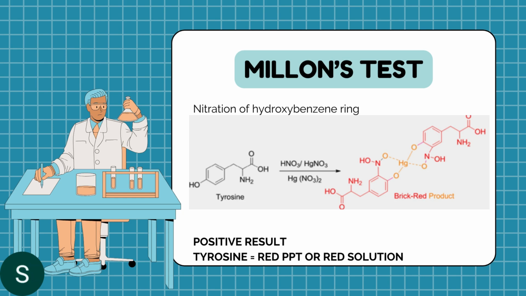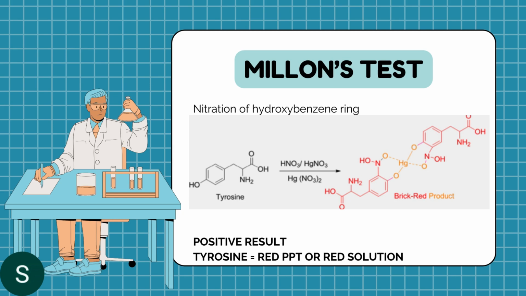Okay, now for your Millon's test, this is the nitration of the hydroxybenzene ring, specifically for tyrosine. This test is a specific test for tyrosine. Okay? The solution is highly acidic. The reagent here is called your Millon's reagent. It is your mercuric nitrate dissolved in concentrated nitric acid and sodium nitrite. Those are our two reagents. A positive result would yield a red precipitate or a red solution.